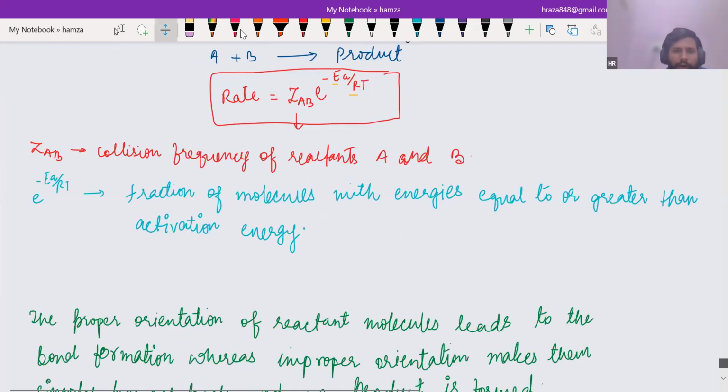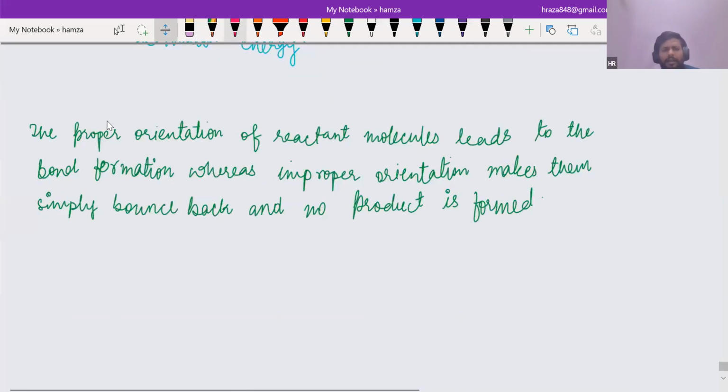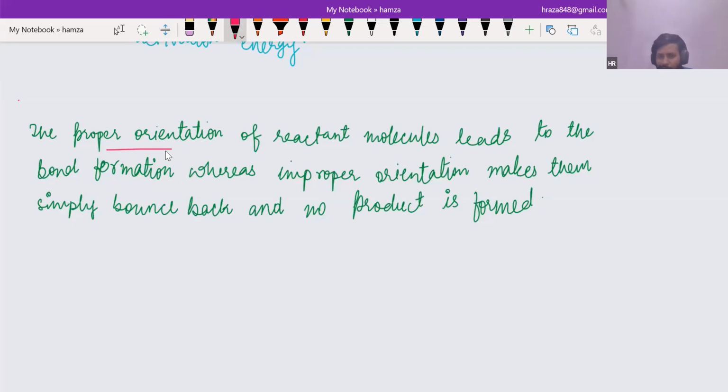Now, for a reaction to occur, there is another factor called proper orientation. If you have proper orientation during a reaction, then bond formation will take place. That means the product will form. And if you don't have proper orientation, then the bond formation will not take place and the product will not form. What do proper orientation and improper orientation mean? I'm going to take an example to explain this.